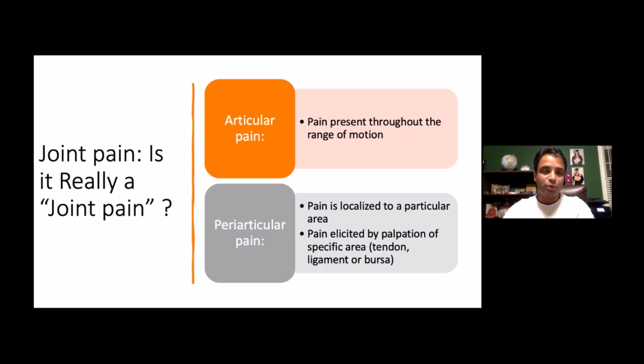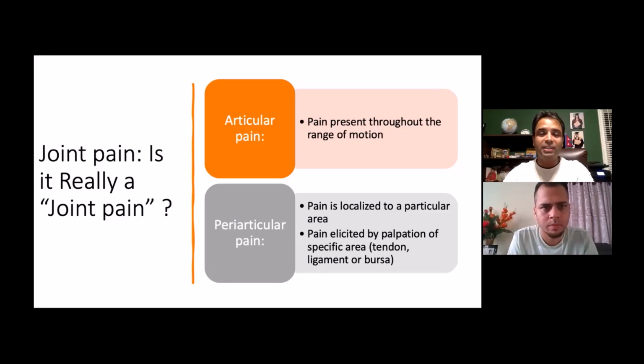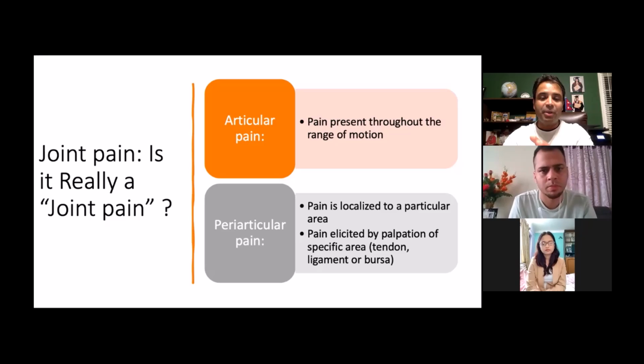So it's always very important to make sure that the patient complaint is particularly related to joint pain, not the periarticular pain. In general, if a patient reports pain throughout the whole range of motion, we typically think of it as an articular pain. And if the patient has a particularly localized type of pain and pain is elicited on palpation of one specific area, we think of it as a periarticular pain. And that could be originating from either tendons, ligaments, or bursa around the joint area.